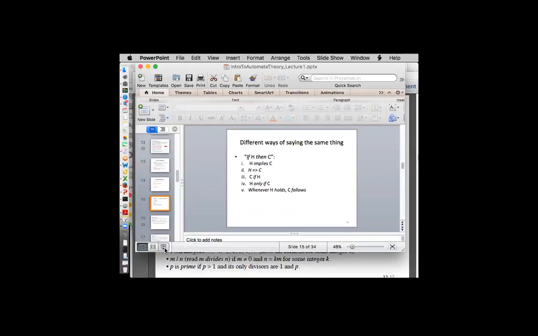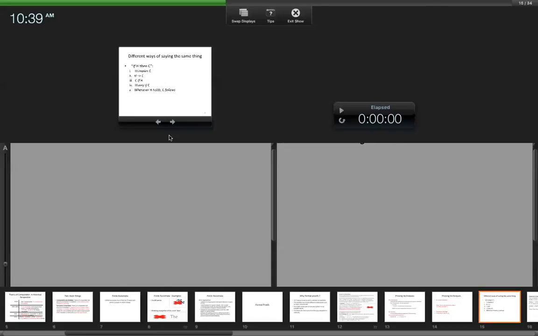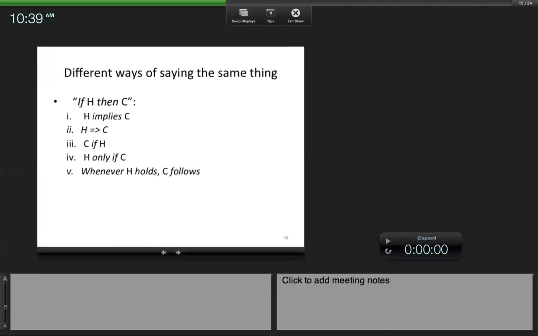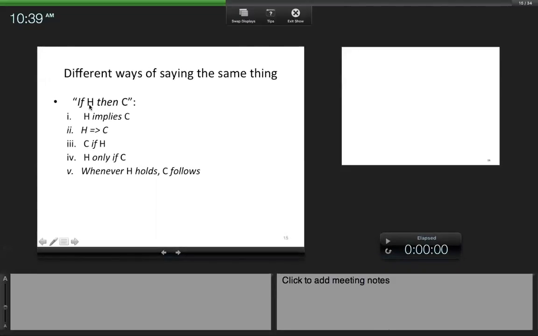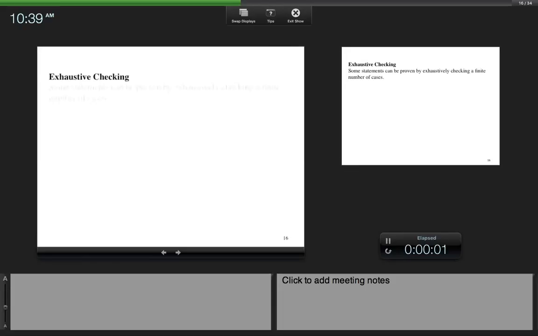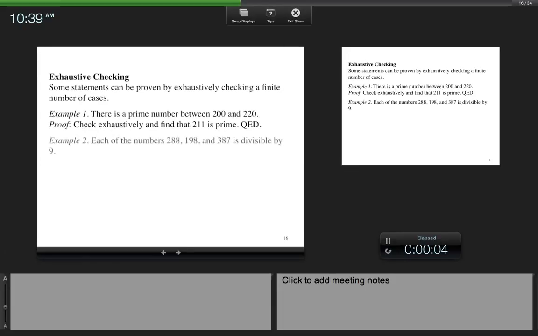Again, just some notation. Let's say, for example, you say if H then C. There are different ways of saying this. You can say H implies C, or C if H. Different ways of saying it, but most of the time we'll just use one of these forms.